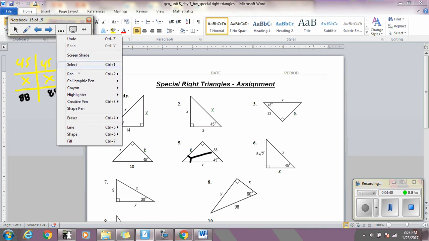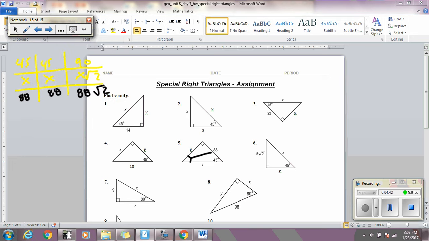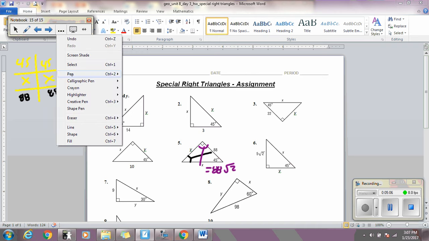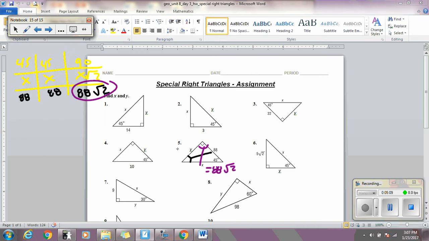Now let's go back and answer the questions. So x is across from 90. So when I look at my table, across from 90 is 88 root 2. So that's x. And then y is across from 45. So that means it is 88.